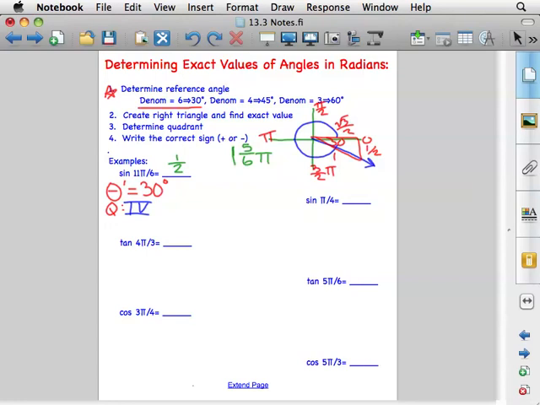And finally, determine, is this thing supposed to be positive or negative? So we need all students take calculus. In our 4th quadrant here, only cosine is positive. Therefore, this sine in the 4th quadrant must be negative. There are 1, 2, 3, 4, 5 more examples. Go ahead and try them out.